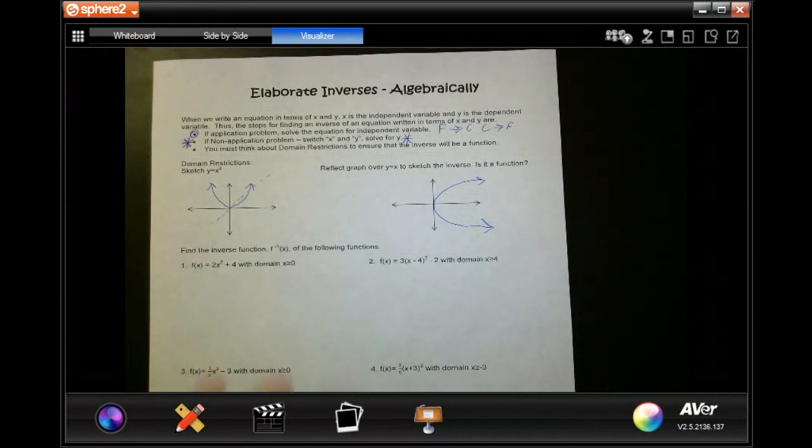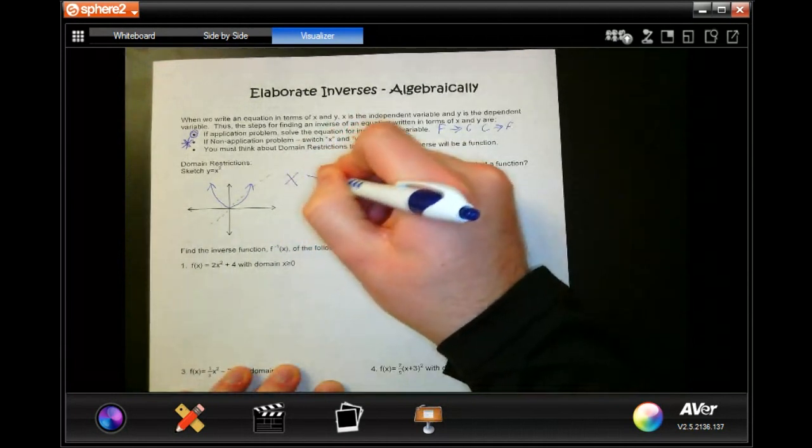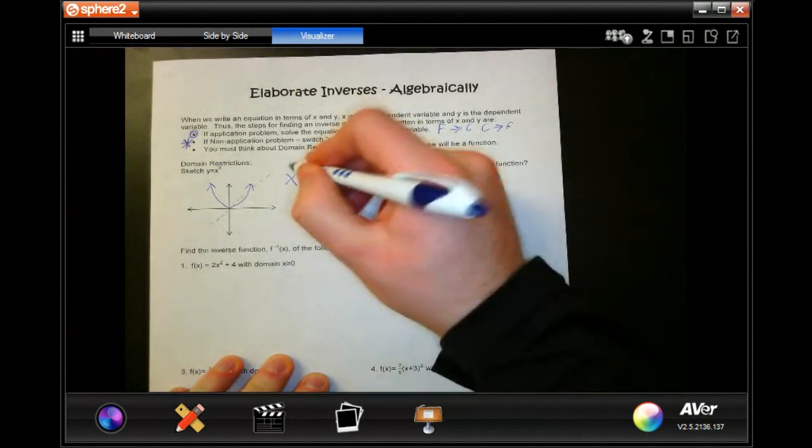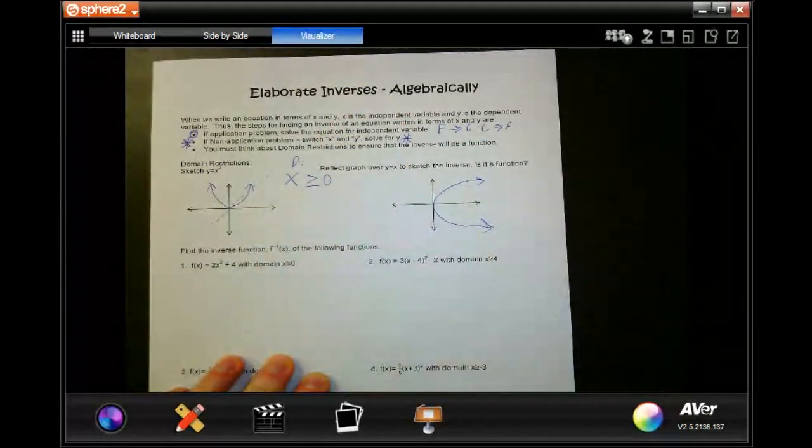Yeah, very good. If you have x is greater than or equal to 0, write that down. X is greater than or equal to 0. That would be your domain restriction. Okay, so that's your domain restriction.